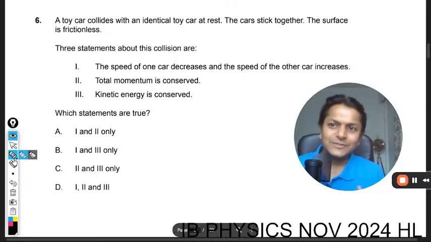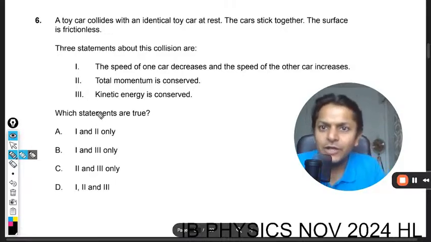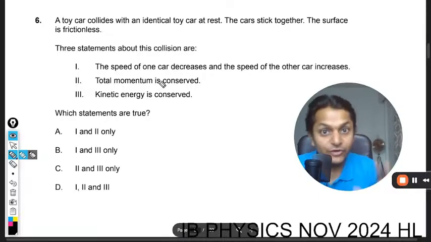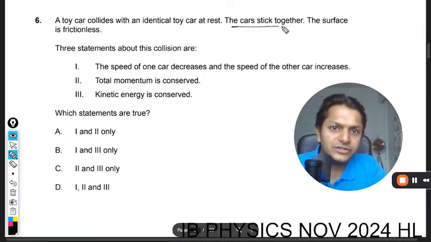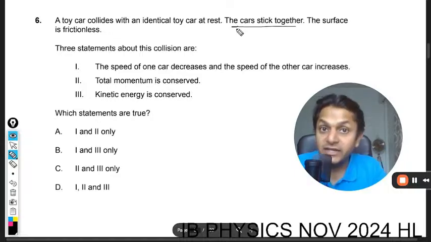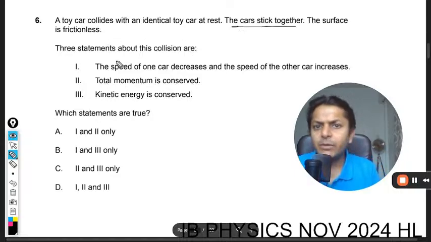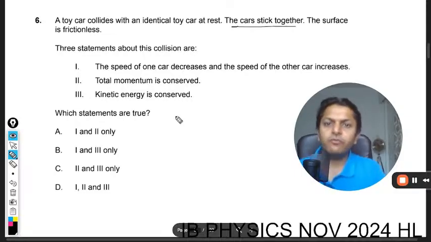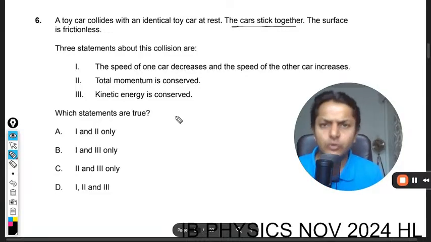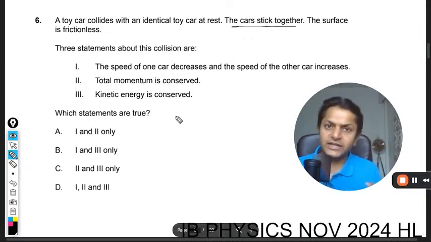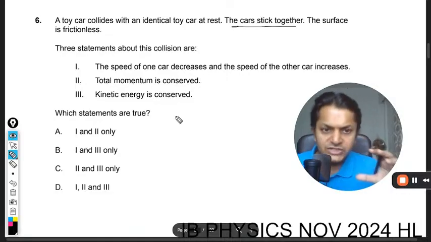Okay, dear student, let's see what is there in this question. A toy car collides with an identical toy car at rest. The cars stick together. It means this is an inelastic collision. The surface is frictionless. Three statements about these collisions are: the speed of one car decreases and the speed of the other car increases. Well, of course, there are two cars. One car is moving with some velocity. The other is at rest. So when they stick together, they start moving with a constant speed.